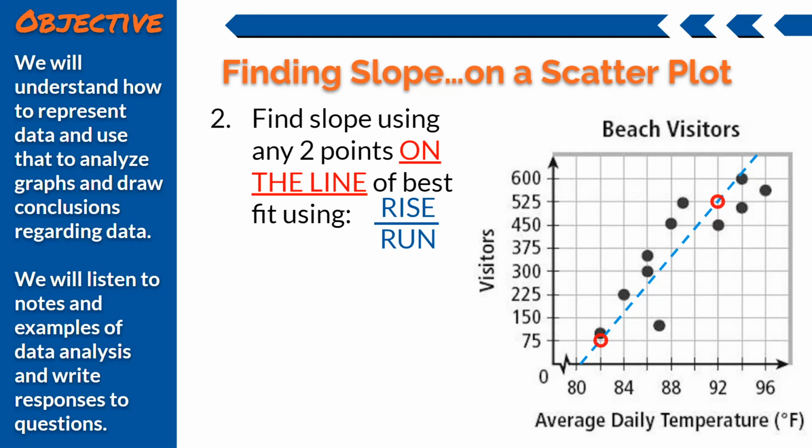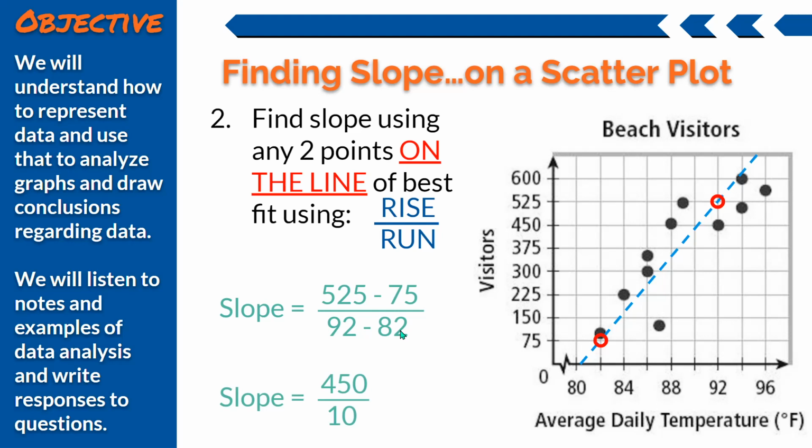If your trend line happens to go through the intersection of grid lines, use those. That's easy to read. Here I have 2 points that I've highlighted that are actually on my line, even though they're not my data points, and those are the ones I'm going to use to find the slope of my trend line. Again, rise over run, so change in y over change in x. I have this point here, which is at x 92, y 525, and this point here, which is at x 82, y 75, and those are the values I plugged in here. Here's my y2 minus y1 over x2 minus x1, rise over run, and I get a slope of 450 over 10.